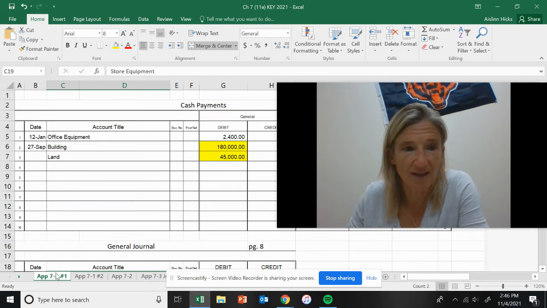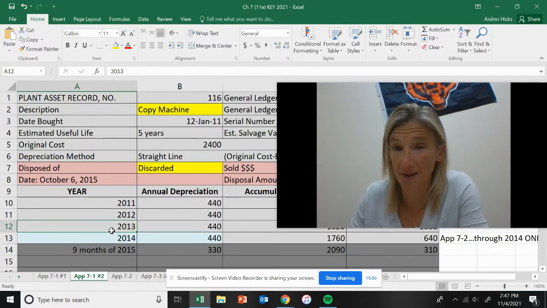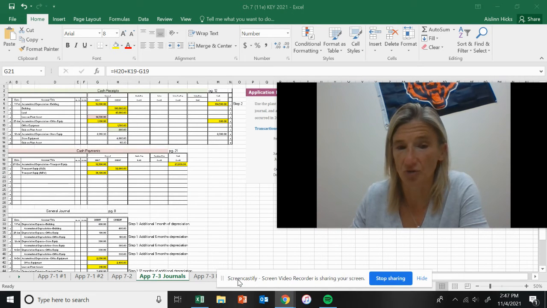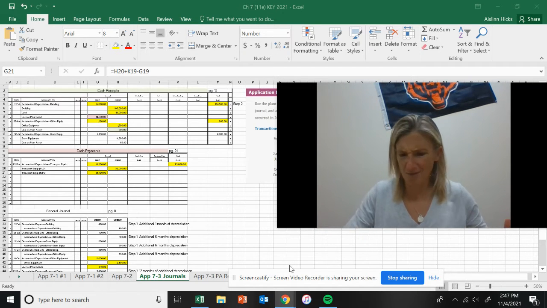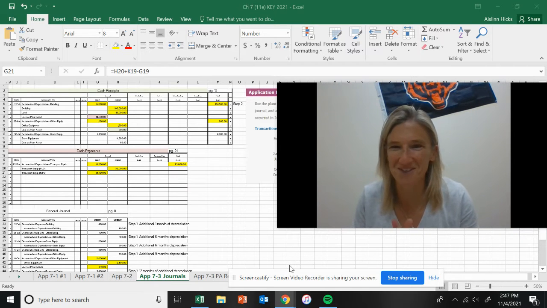We already did tab 1 and tab 2, all right? Now we're going to use some of these plant assets from tab 2 to do 7-3, which is called journals. So let's take a look at what the book has in mind for us. It's a little tricky, but hey, everything that we're looking to get paid for in life is tricky. So let's knock it out.